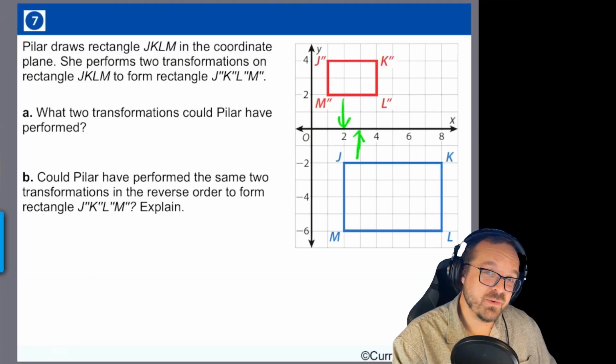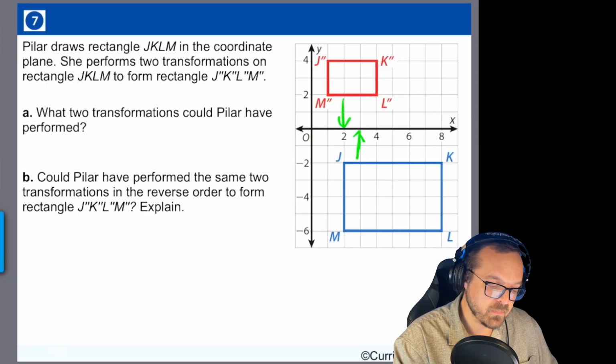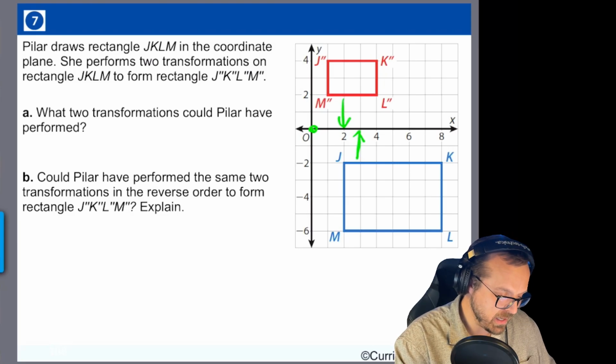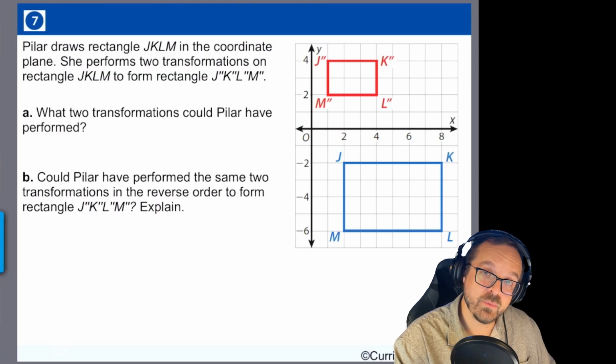I mean, I already know a dilation has to occur, but if I do a dilation on JKLM right now, it's going to move it closer to the origin. So I'm going to have to probably translate or something. I can't necessarily reflect yet. I'm not seeing that happen. So what I'm going to do is take JKLM and figure out what I have to dilate by and see what happens from there.